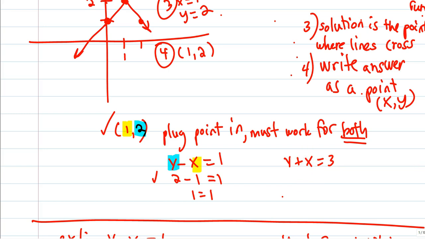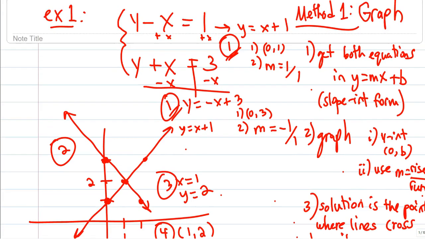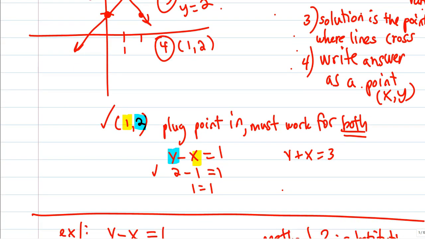Our second equation was y plus x equals 3. Did I do that right, or was it x plus y? I don't want to lie to you. No, it was y plus x. So once again, I plug in the same numbers for the x and the y, and we can verify that 2 plus 1 equals 3, 3 equals 3.